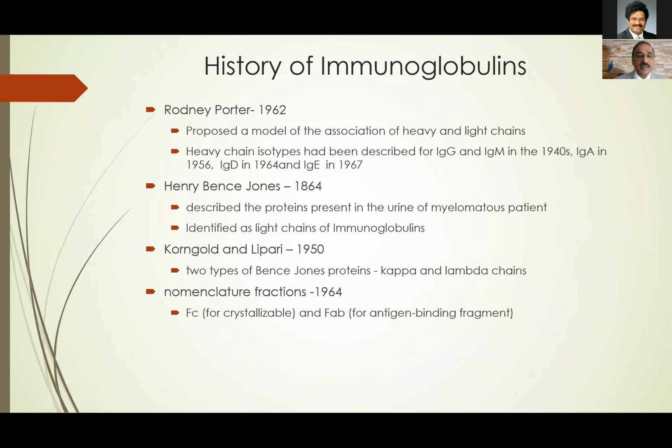Then fractionation happened in the late 60s and early 70s. The fractionation identified exactly what the Fc portion of the antibody is, which we call the crystallizable portion. And then the Fab portion, which is the other end, the antigen-binding fragment.